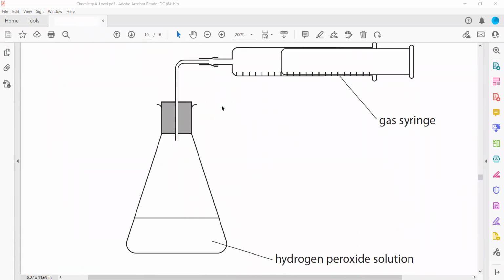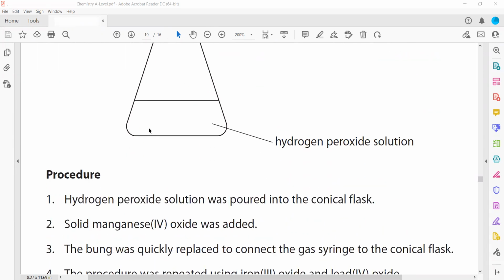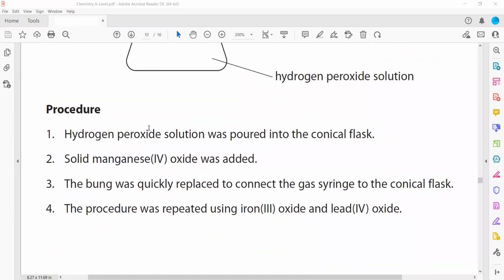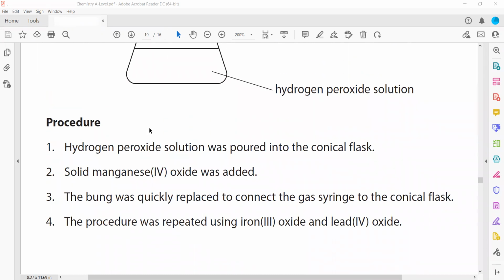Hydrogen peroxide is connected to a gas syringe. When hydrogen peroxide decomposes, it gives oxygen and water. The procedure is: hydrogen peroxide solution was poured into a conical flask first, then manganese(IV) oxide was added. The bung was quickly replaced to connect the gas syringe to the conical flask. The procedure was repeated using iron(III) oxide and lead(IV) oxide.